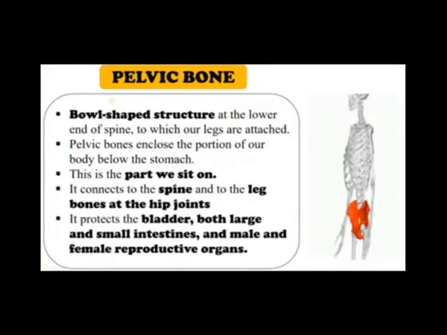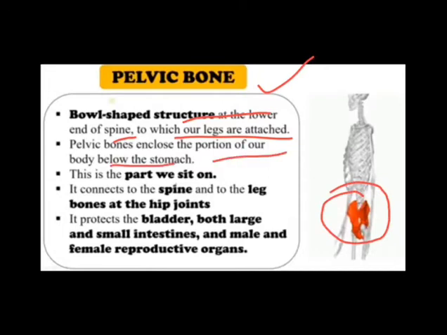Now the next topic is the pelvic bone. It is a bowl shaped structure at the lower end of the spine to which our legs are attached. This red part is known as the pelvic bone. The pelvic bone encloses the portion of our body below the stomach. This part is below the stomach, and this is the part we sit on. It connects the spine to the leg bone at the hip joint.